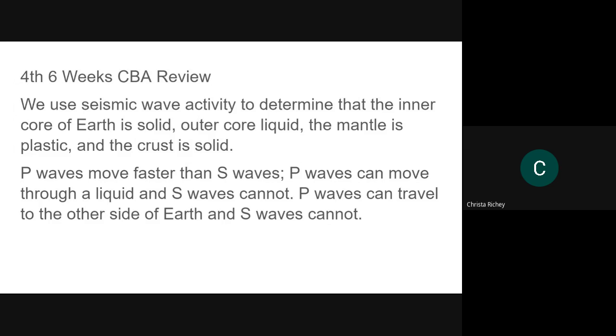S waves can only travel through the solid, so they can travel through the crust and they can travel through the mantle, but they can't go through the outer core, they can't go into the inner core. So there's a huge section on the other side of the Earth where you won't see an S wave, but there's only two small sections where you won't see a P wave on the other side. And that's how we know not only the fact that it goes solid, liquid, back to solid, but we also know how thick those layers are because of the refraction of those P waves.